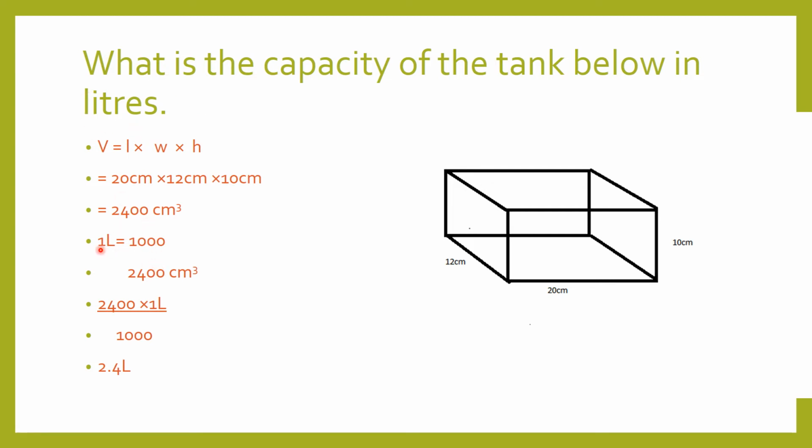Just remember that 1 liter is equal to 1000 centimeters cube. What about 2400 centimeters cube that you got here? You cross multiply. This is 2400 times 1 liter over 1000 centimeters cube. So you'll find out that you are dividing your answer by 1000. These two zeros will cancel with these two zeros down here. Then 24 over 10 is the same as 2.4 liters. One decimal place, very easy for us to divide.